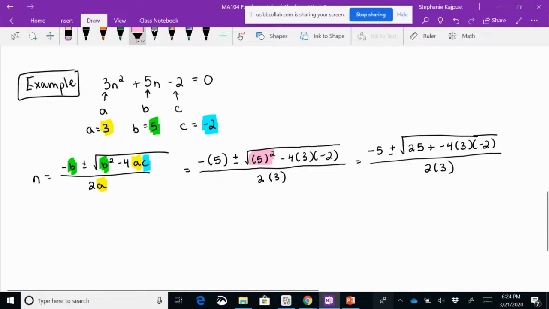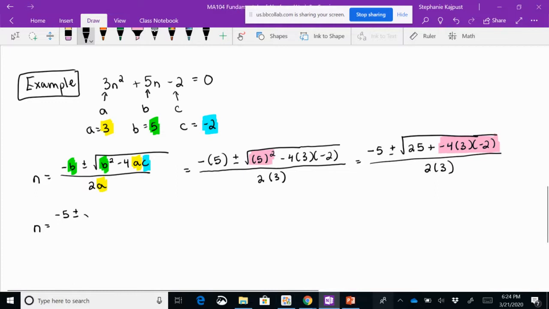So after you've done your exponent, next is to do the multiplication inside the square root. So we have to do that -4 times 3 times -2. Since I don't have enough room there, I'm going to move down to the bottom.